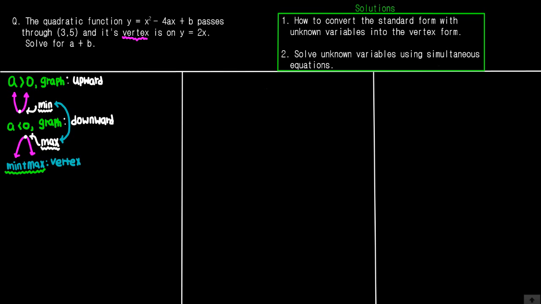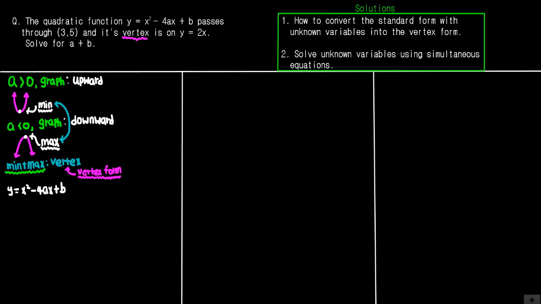And in order to find the vertex of this function, we need to convert it into vertex form, because vertex form is optimized for solving for the vertex. Vertex form is exactly the same thing as completing the perfect square. We're converting it into a perfect square. So if we write our function down, y is equal to x squared minus 4ax plus b.